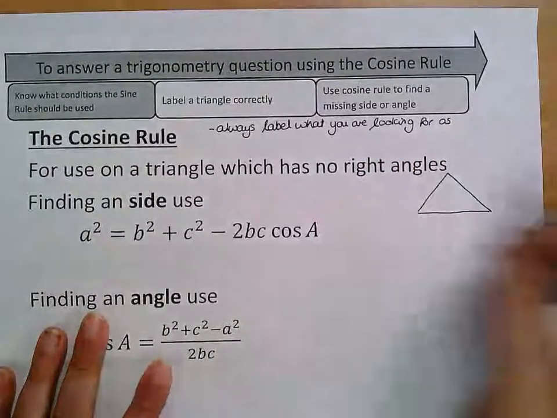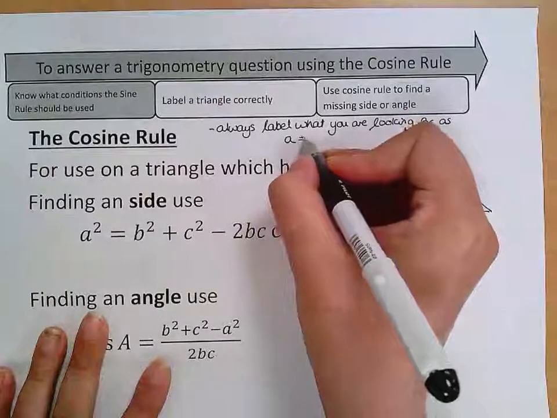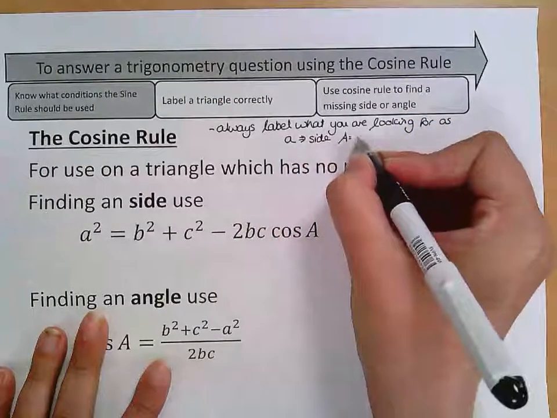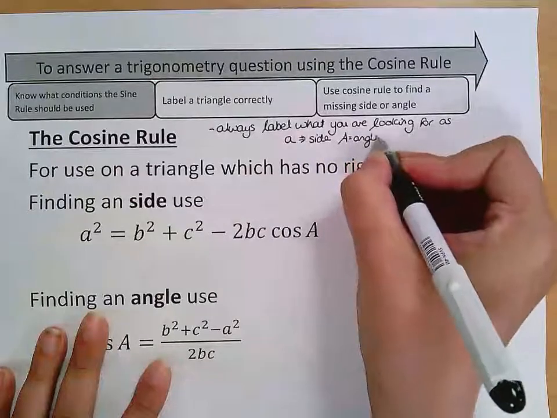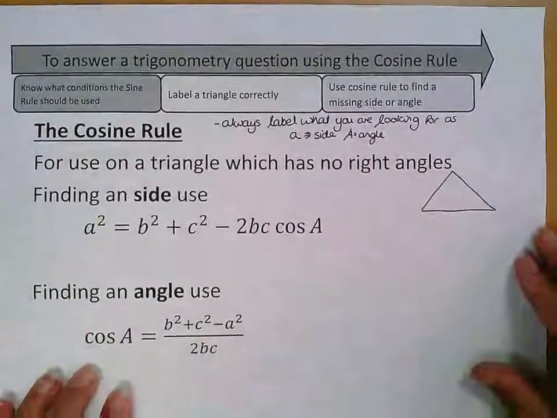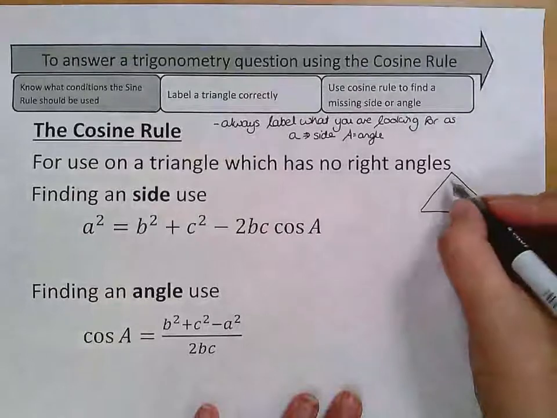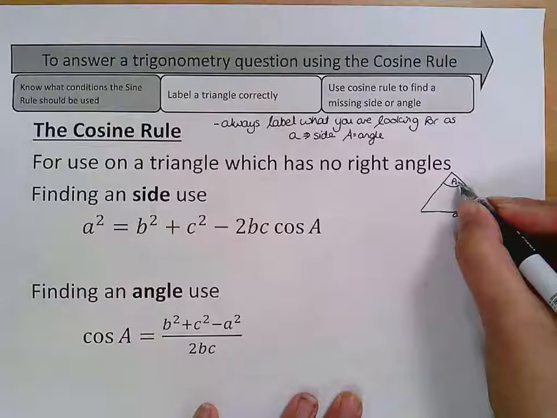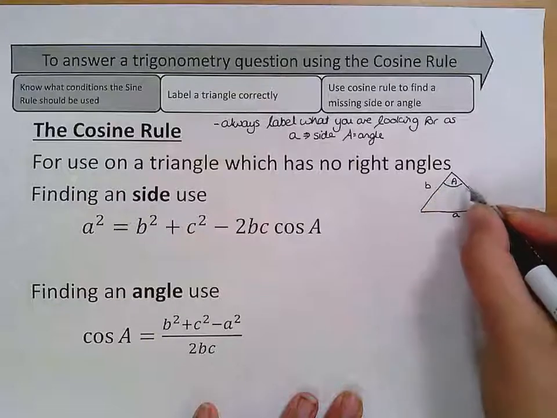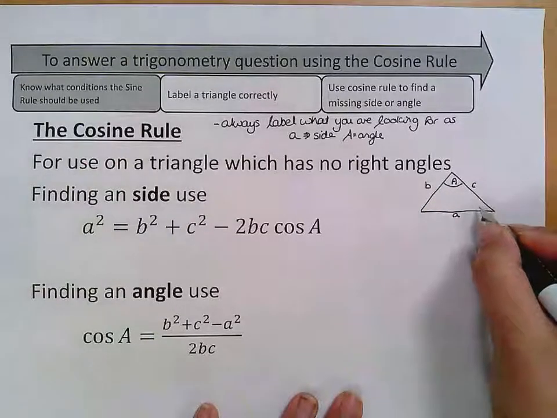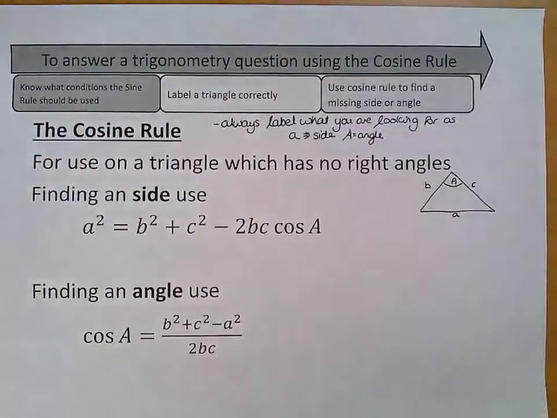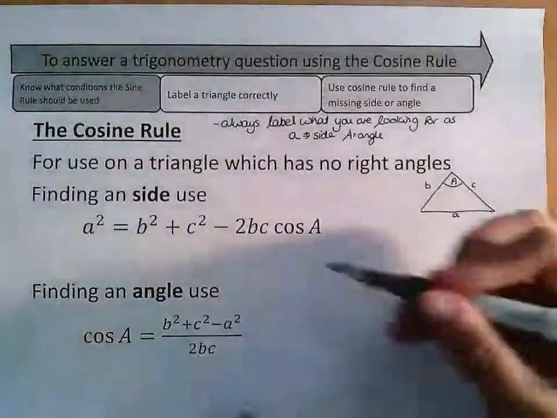Now, when I say A, it's a little a if it's a side you're looking for, or a capital A if it's an angle. This is the same as if you were doing the sine rule. So you should end up with either this little a or this big A, and then you have the other sides B and C. You could label this angle as big B and this angle as big C, but we don't need them to use the cosine rule.